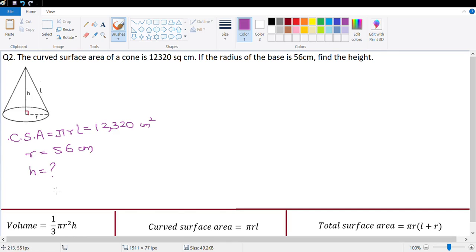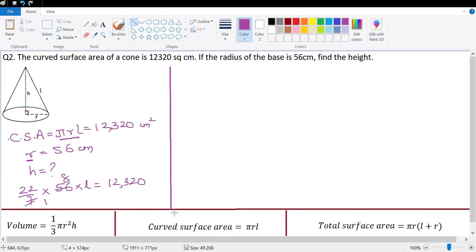Right, so let's substitute value of R in this formula, which means 22 by 7 into R, which is 56, multiplied with L is equal to 12320. That's 7178. This will give me the value of L, and then I can apply Pythagoras theorem to get the value of H. So L would be equal to 12320 upon 22 into 8. Let's just confirm. Pi RL is equal to 12320. That's 7 into 8. That's perfect.